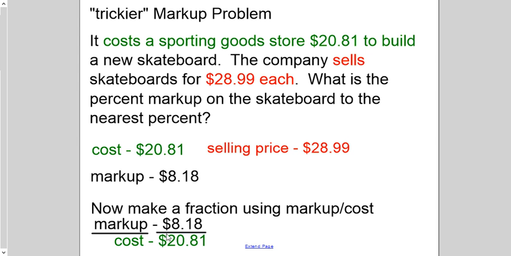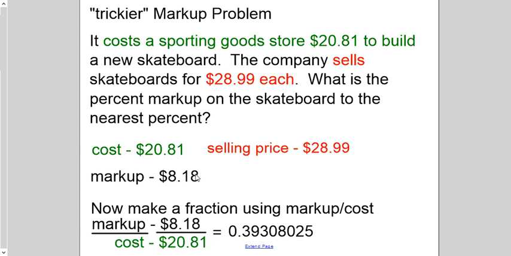$8.18. And if you remember, I started this video, I said, how can we take any fraction and make it into a percent? You take the top number and you divide it by the bottom number. And you would get this on your calculator. 8.18 divided by 20.81 equals 0.3930825. It's a nice long number. Thankfully, though, we know that we take the decimal and we move it over 2 spots, and that equals 39% rounded to the nearest percent.